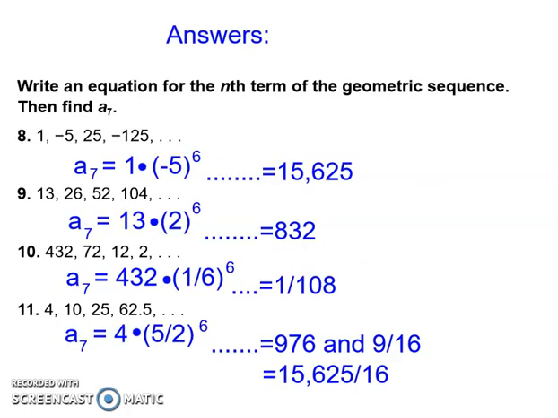Again, as you can tell, for 10 and 11, I use the ABC button. That way we have a fraction. Okay, you also can just work with it as your exponent rules. For 11, you get 976 and 9/16. If you have it as an improper fraction, it's 15,625 over 16.